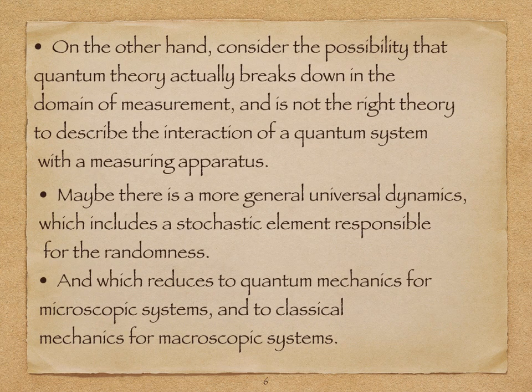On the other hand, consider the possibility that quantum theory actually breaks down in the domain of measurement and is not the right theory to describe the interaction of a quantum system with a measuring apparatus. Let's be a little bit more explicit about that. On the one hand, say you have an incoming quantum system which is microscopic, let's say, in terms of size or mass, in terms of atomic mass units, let's say 100, 1,000, 10,000 atomic mass units. So it's made up of 10,000 nucleons, say. That is, let's say, the biggest quantum system that we have tested so far for validity of the superposition principle.